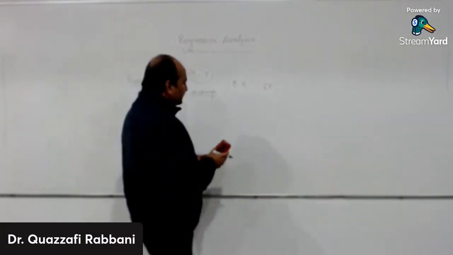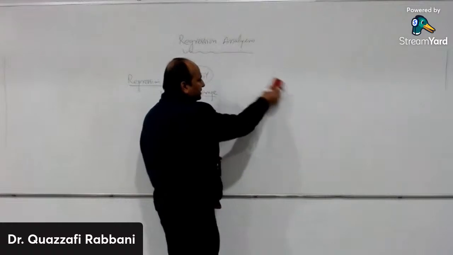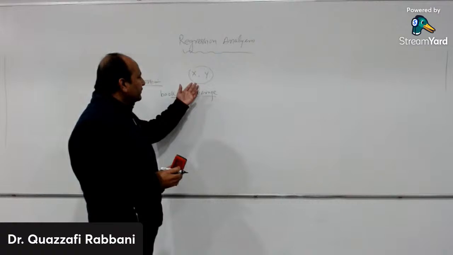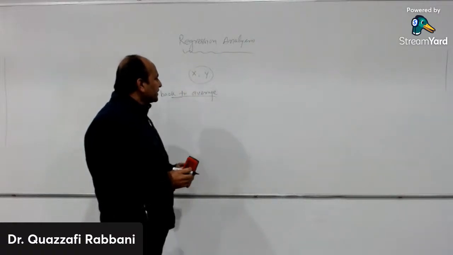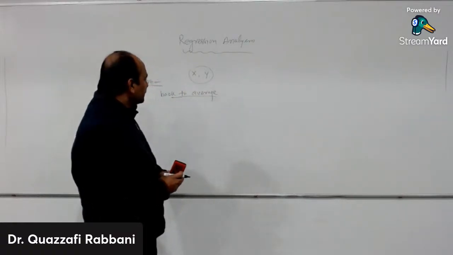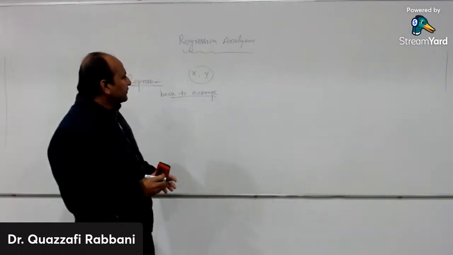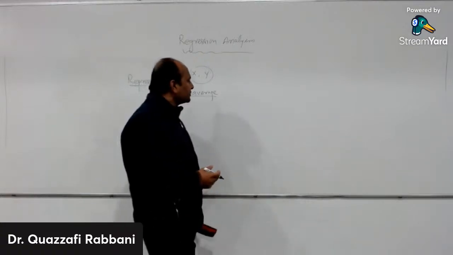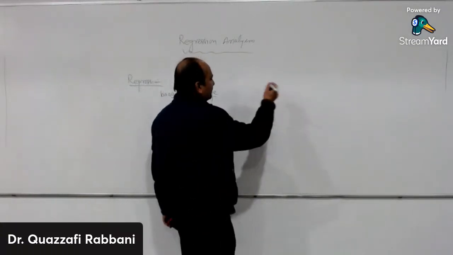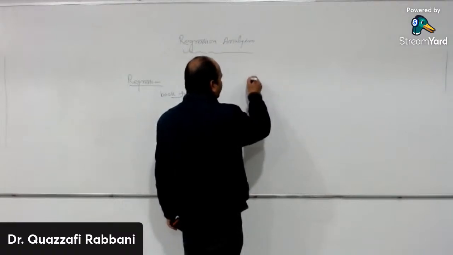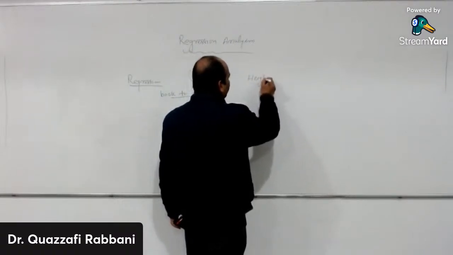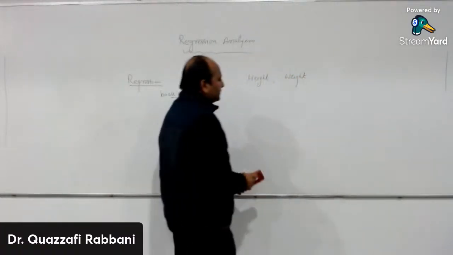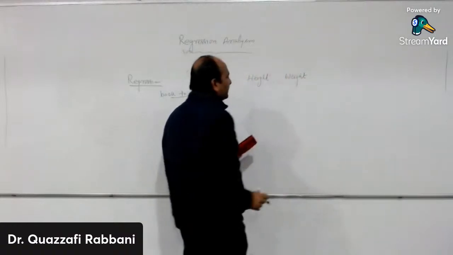So in regression analysis, in these two correlated variables, we see which one is the cause and which is the effect. In regression, we can estimate the values of one variable on the basis of the given values of the other variable. For example, suppose one variable is height and the other variable is weight. So we have two variables, height and weight.